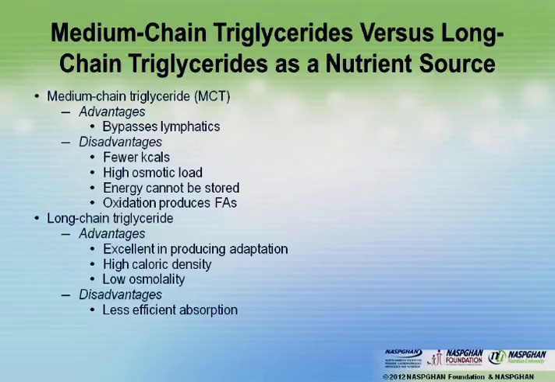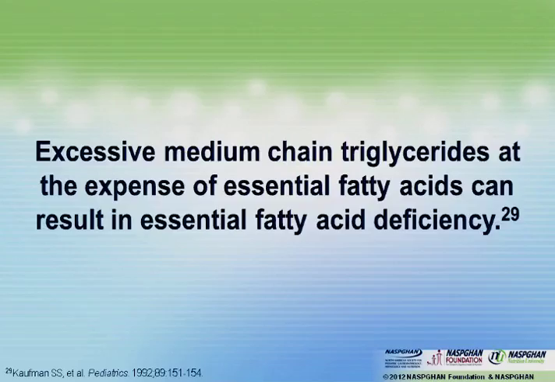The longer chain triglycerides produce bowel adaptation, higher caloric density, and lower osmolality, but are less effectively absorbed. So excessive medium chains can result in essential fatty acid deficiency, and we discovered that probably 20 years ago. So most formulas have been reformulated, even those used for patients with cholestatic liver disease, to have much less MCT than they used to. At most, they have around 55%, and some of them have as little as 30% MCT.